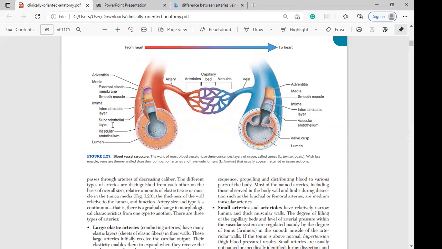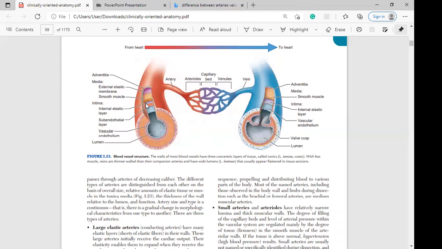Now, we have what we call a subendothelial layer. Now, look at this subendothelial layer here. So, sub means it is attached or very close to the endothelium. We said that this innermost layer is the endothelium. Then here we have the subendothelial layer. Now, close to this subendothelial layer, you have what we call the internal elastic layer. All of these I just mentioned are still inside the Tunica Intima.